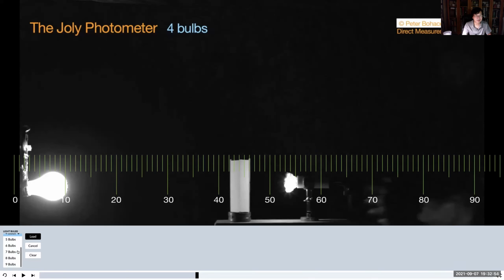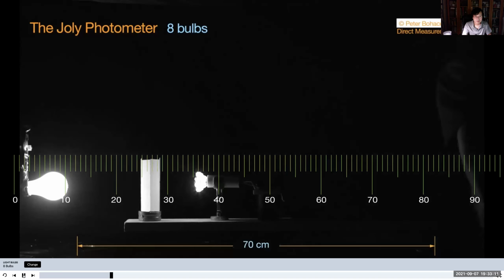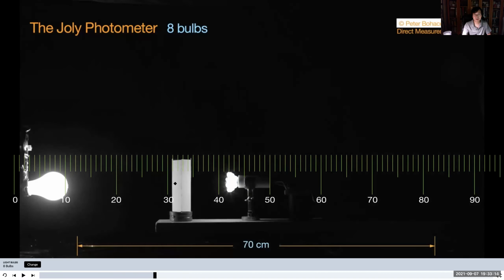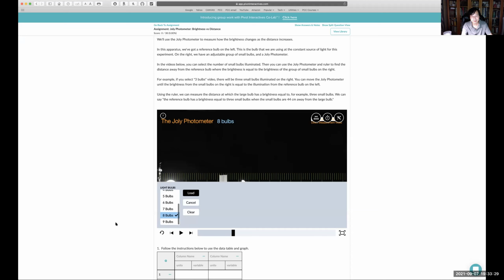Now let's try, say, you can go all the way to 9 lights. Let's try 8 light bulbs. This time, this brightness is even greater. Therefore, you cannot go that far. You have to stay closer to this guy to match the brightness. So let's watch. See here, somewhere here. See that? So at this distance, the 2 sides have the same brightness. That's for 8 light bulbs on this side. Okay, so take a data point reading for each number of light bulbs. There are 9 of them, 1 through 9.